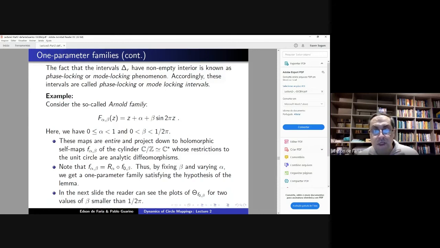One thing I should say is that when you get to beta equal to 1 over 2 pi, these maps are still homeomorphisms of the circle, but they are no longer diffeomorphisms. There is a critical point appearing. The critical point appears at z equals 1/2, okay? So these maps that you get there, they're what we call critical circle maps, and they will be the subject of the next 3 lectures, okay?